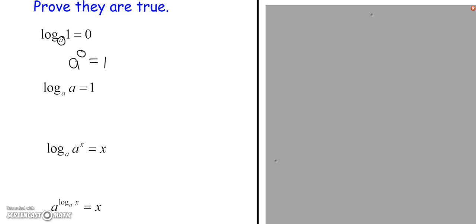Here, same thing. The base of my log is the base of my exponent. Whatever's on the other side of the equal sign is my exponent. And then I say a to the first equals a. That makes sense in exponential form. It also is a shortcut that we can use in logarithmic form.